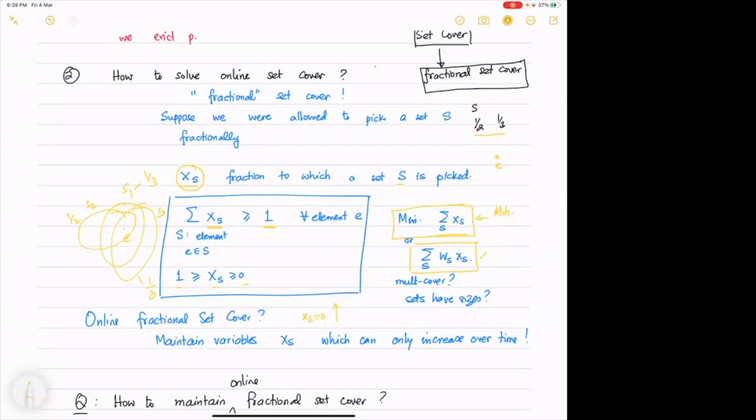For example, suppose at this time you have not picked this set. At a later point of time, you pick it to an extent of 0.1. Then maybe at a later point of time, you can pick it to 0.3, 0.5, and so on, all the way to 1 if needed. This is how each of these variables can evolve. This is the meaning of online fractional set cover. Online is just capturing the fact that over time these values cannot decrease, which is just saying that earlier, if x_S were only 0 or 1, once you pick a set, you can't discard it. But now we are saying that these values can only increase over time.